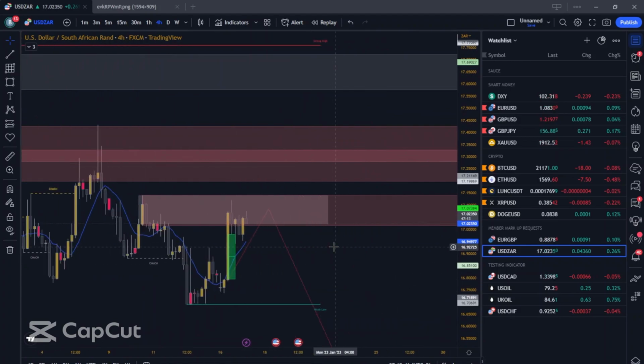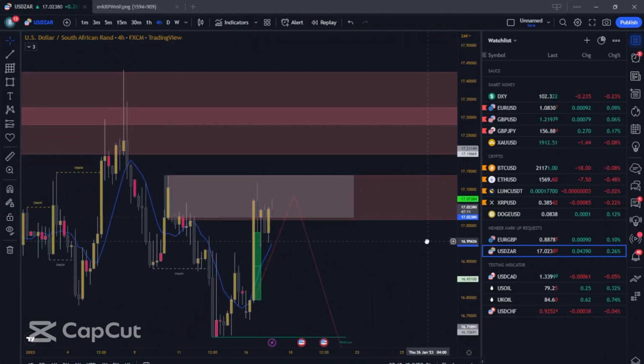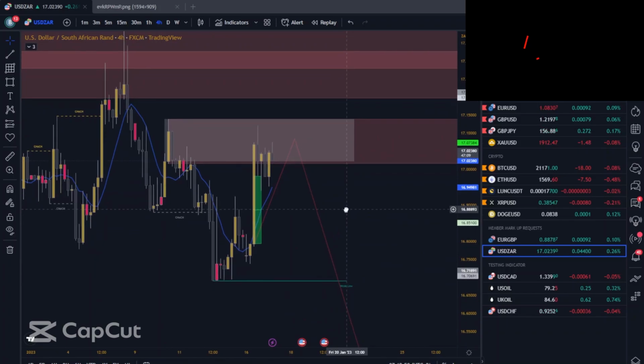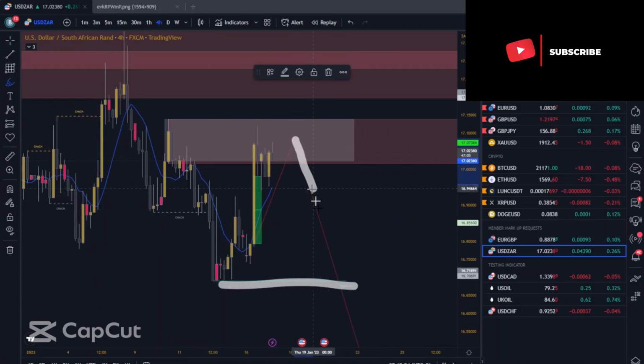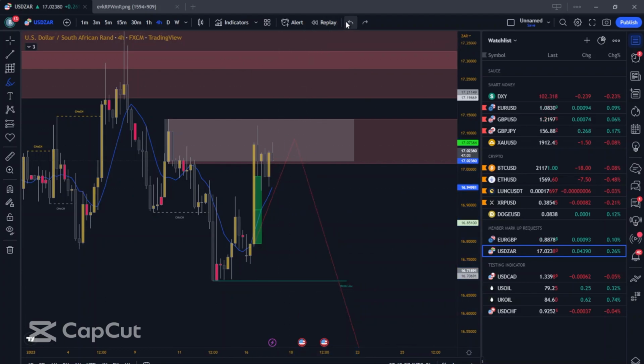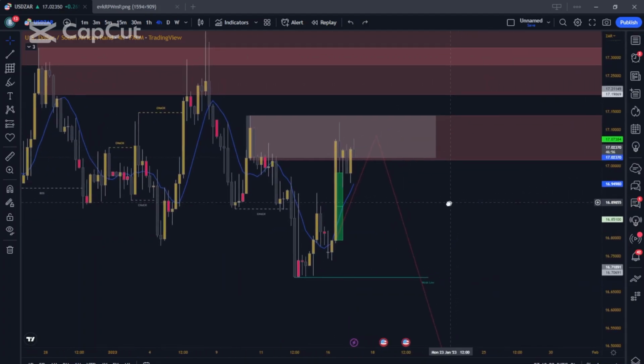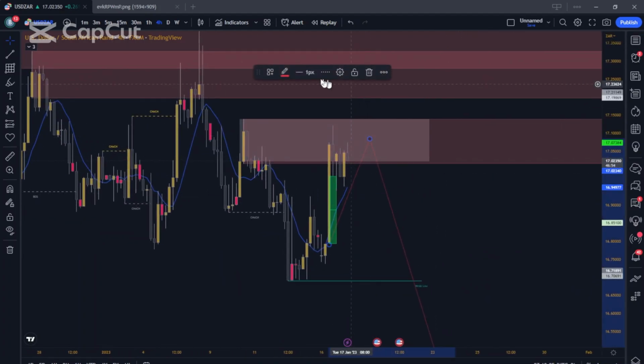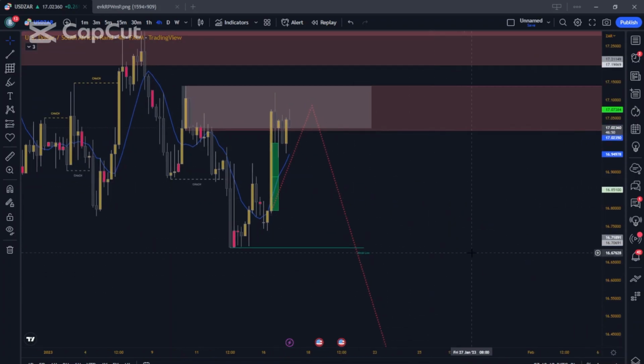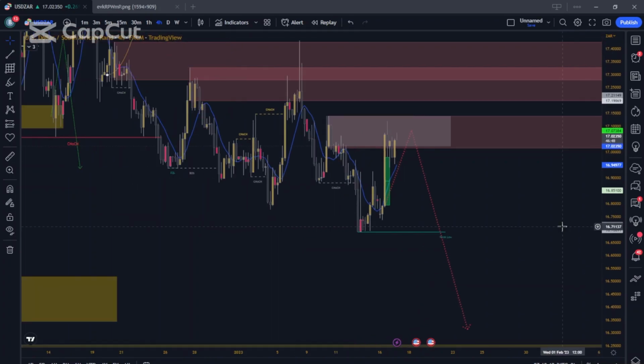Perfect. I called this yesterday. Shorts from this supply. Let's see if we actually get the break of structure from this supply. I think let's make these. You guys can see these, yeah? I'm sure you guys can. If you can't, please let me know, and I'll change them up so you guys can see them. Maybe even make them like a 2 pixel, but easier for you guys to see.